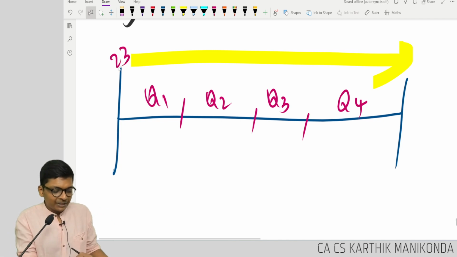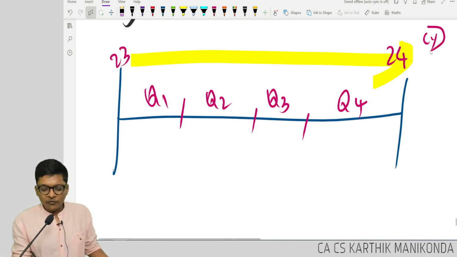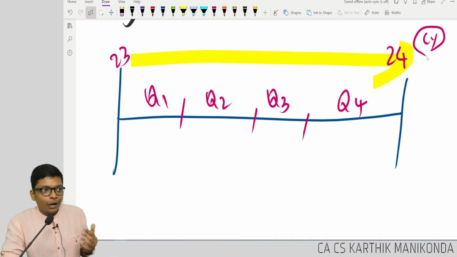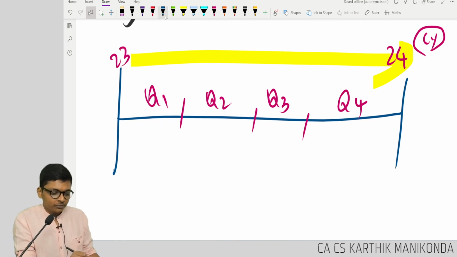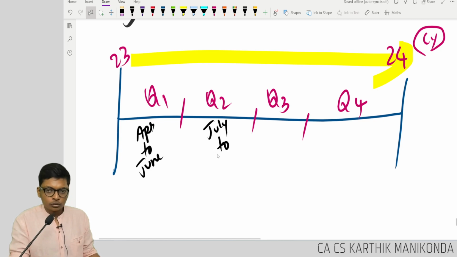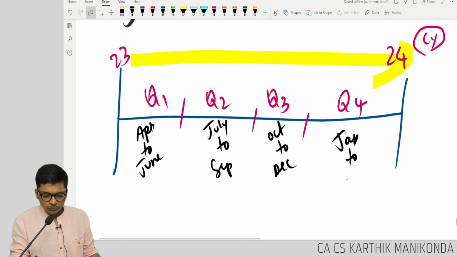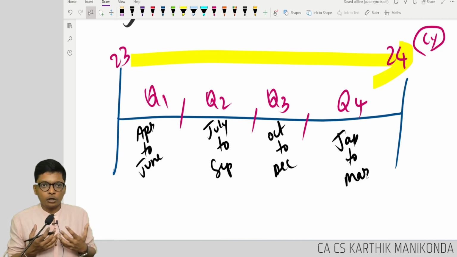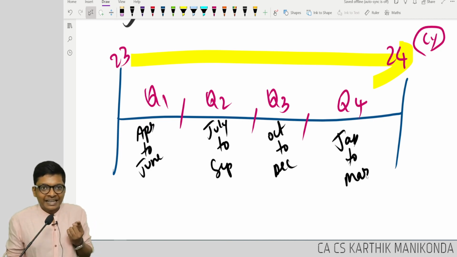Correct, guys? Let's say 23 to 24. Current year profit or loss I know only after the year is concluded. This is during the year. How to know current year profit? What is Q1? Months April to June. April, May, June. Next is July to September, then October to December, then January to March. Now the question, guys: for final dividend, whether I earned profit or not, I will easily find out because it's declared after the year gets over. But interim dividend is declared during the year. How to find out?